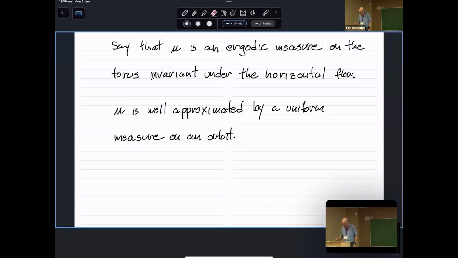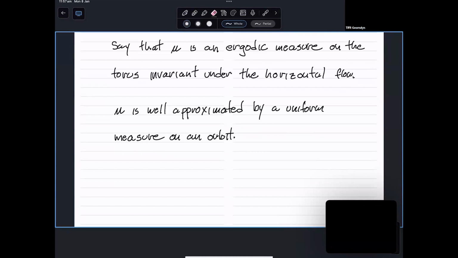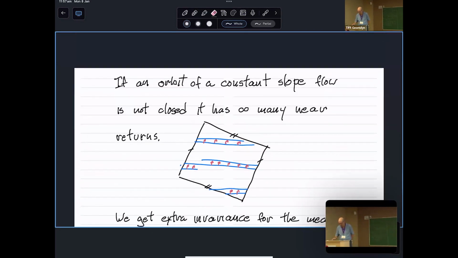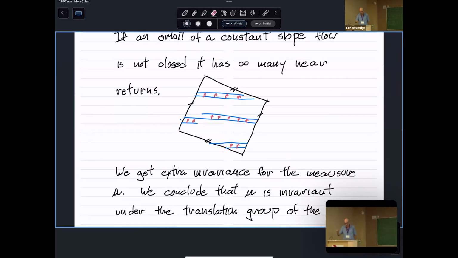Okay, so say that mu is an ergodic measure on the torus invariant under the horizontal flow. I want to say that the only possibilities are that mu is supported on a closed orbit on the torus, or the support of mu is all of the torus, and mu is the Haar measure on the torus. So if you have a horizontal orbit on the torus, either it closes up, in which case you're in case 1, or it fails to close up. Well, if it fails to close up, it has many near returns.